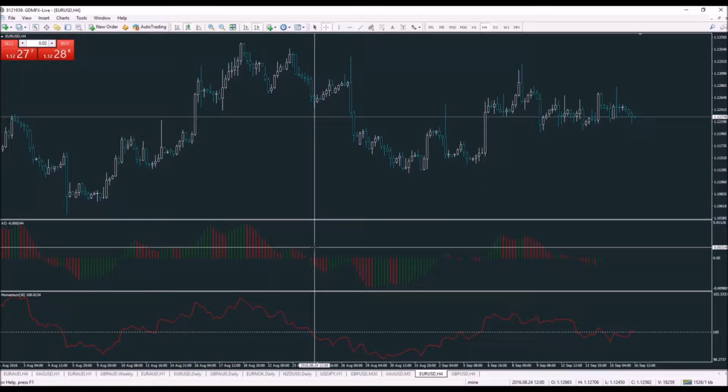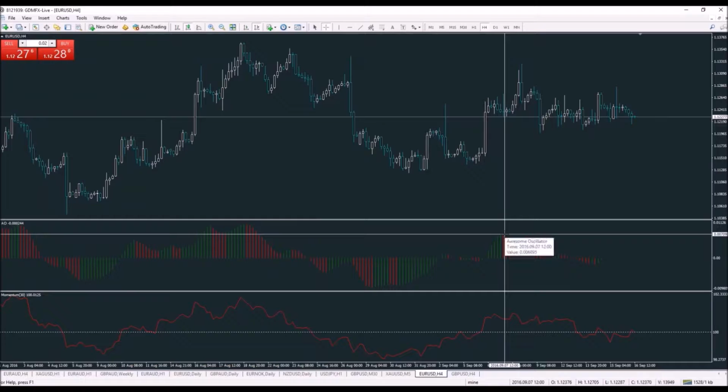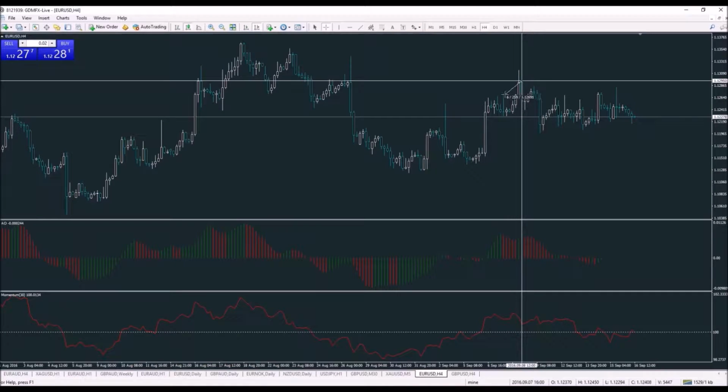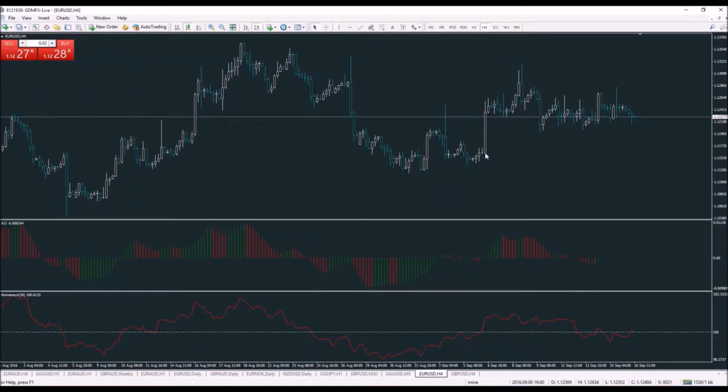But it doesn't really work every time, 100%. Sometimes you will have to cut it short. We won't be able to catch that full movement, for example, another 25 pips or so. But instead, the setup of the awesome oscillator along with the momentum itself gives us that protection that we need.